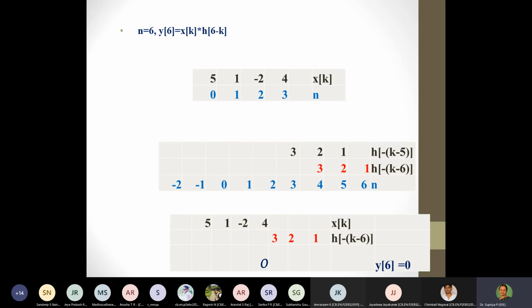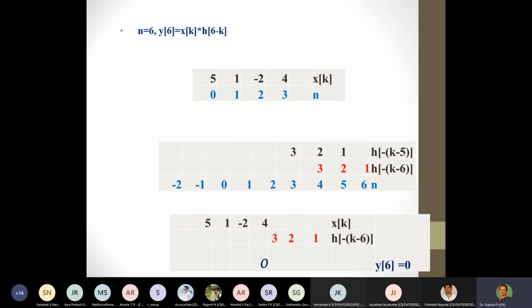We repeat it for n equal to 6, and we see that there is no overlap between x of k and h of k, hence our resultant is 0. Since our resultant is 0, there is no point in proceeding further, which means no use trying to find out what the convolution could be at n equal to 7 or at n equal to 8, as the resultant convolution at these points is definitely going to be equal to 0. So we have a limiting case which says that from 6 onwards, the value of the convolution is 0, so we can ignore it.